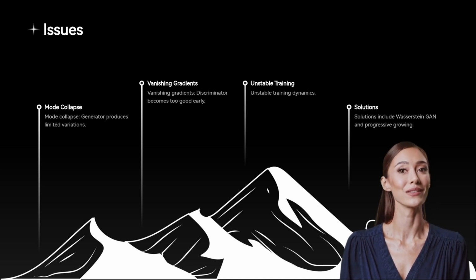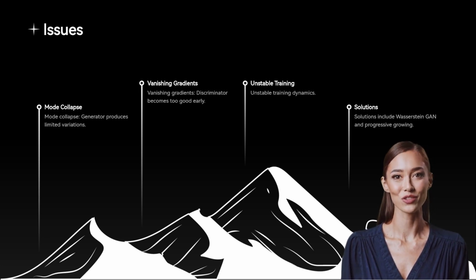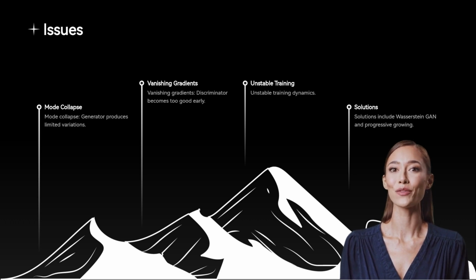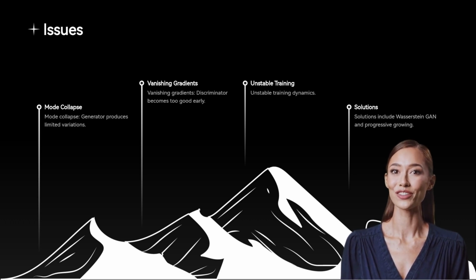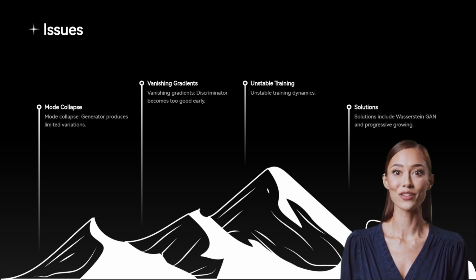Vanishing gradients. If the discriminator becomes too powerful, it can make the generator's task of fooling it very difficult, leading to vanishing gradients, where the generator receives very little feedback for improvement. Unstable training. GAN training can be unstable due to the adversarial nature of the process, with the generator and discriminator often oscillating in their learning rates.